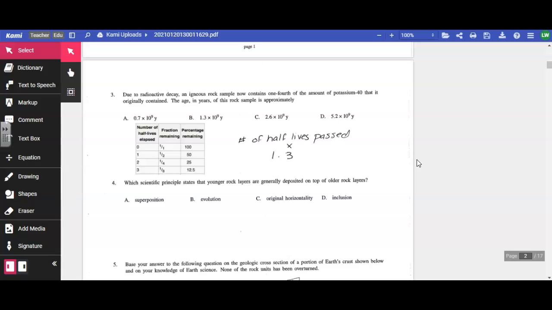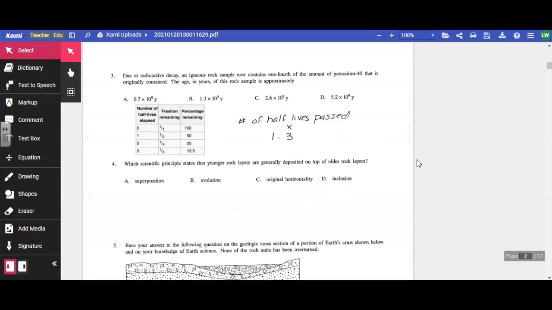Number 3. Due to radioactive decay, an igneous rock sample now contains 1/4 of the amount of potassium-40 that it originally contained. The age in years of the rock sample is approximately what? So I put a chart on here. You're going to figure out if there's 1/4 of the potassium-40 left, how many half-lives have elapsed, and you need to multiply that number by 1.3.